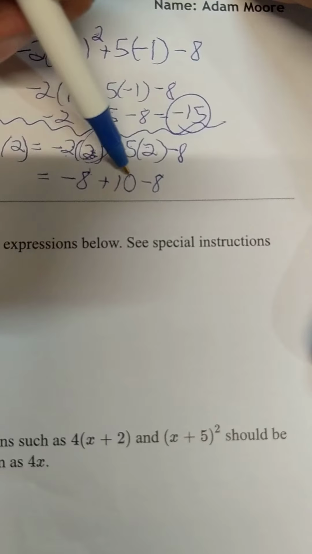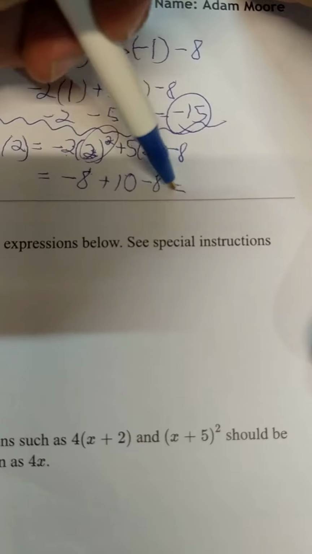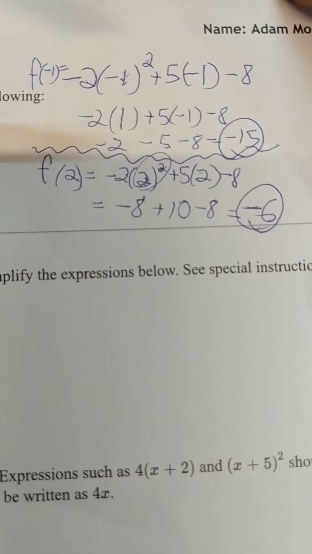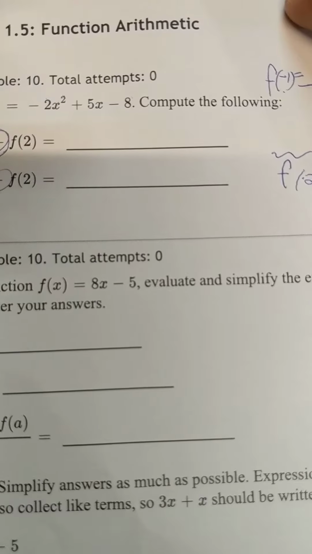Let's double check. Negative 8 plus 10 is positive 2. Take away 8, so that's negative 6 indeed. So we got two answers here. F of negative 1 gave me negative 15. F of 2 gave me negative 6. So now that I know that, we can answer their question.